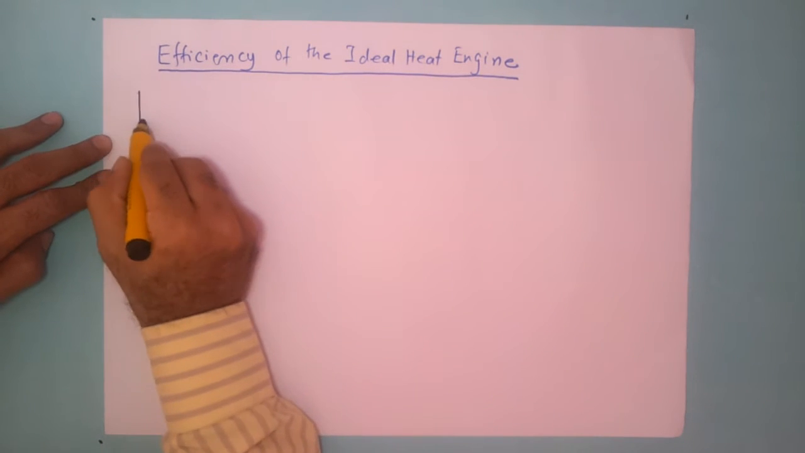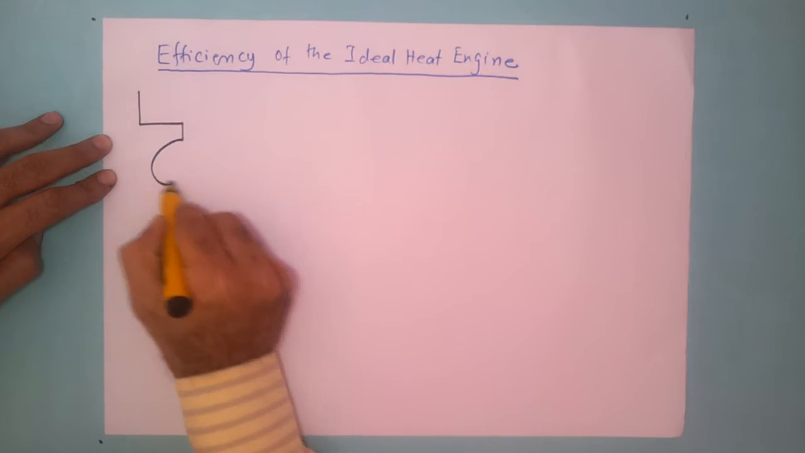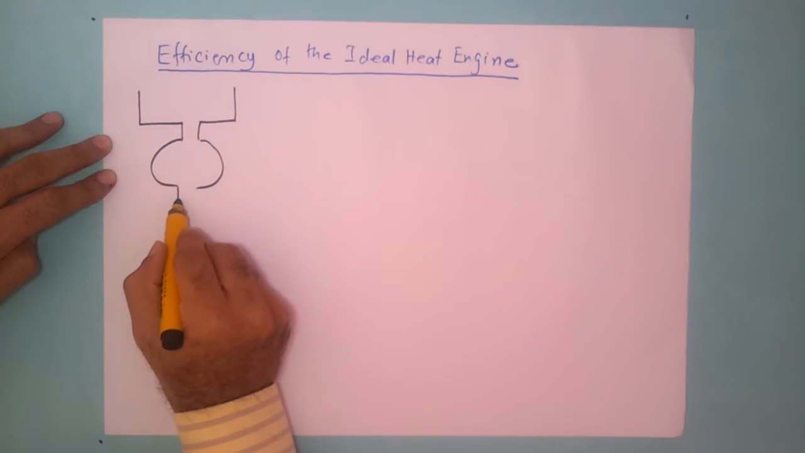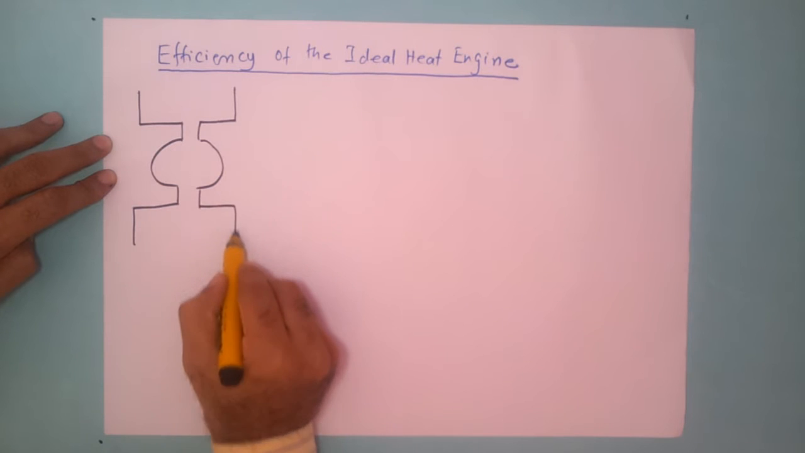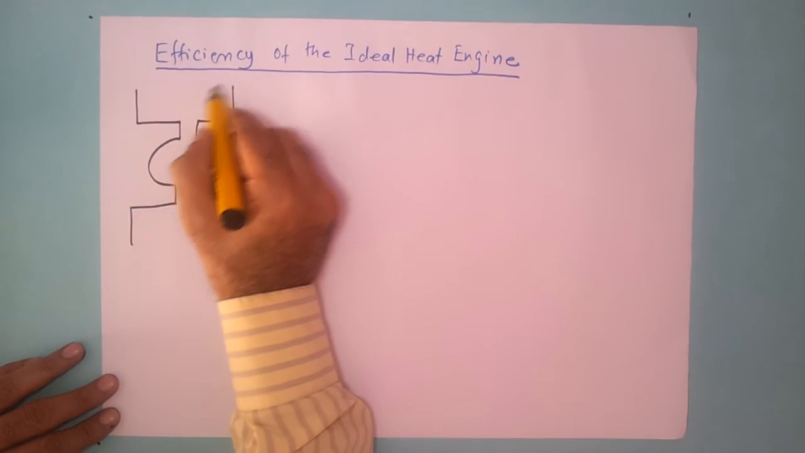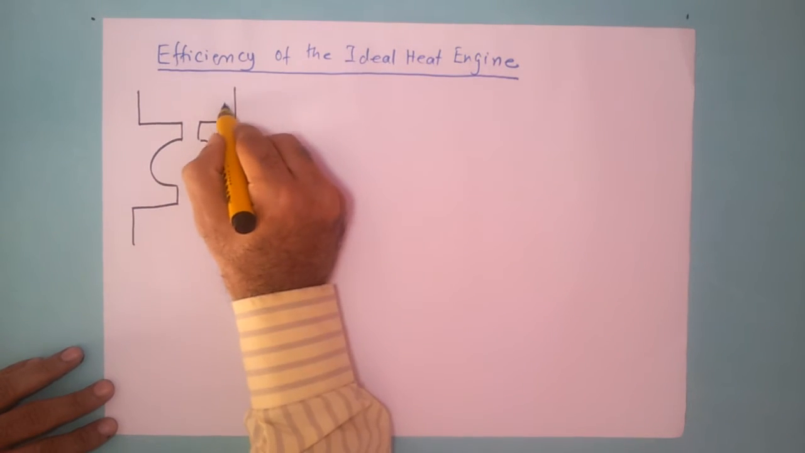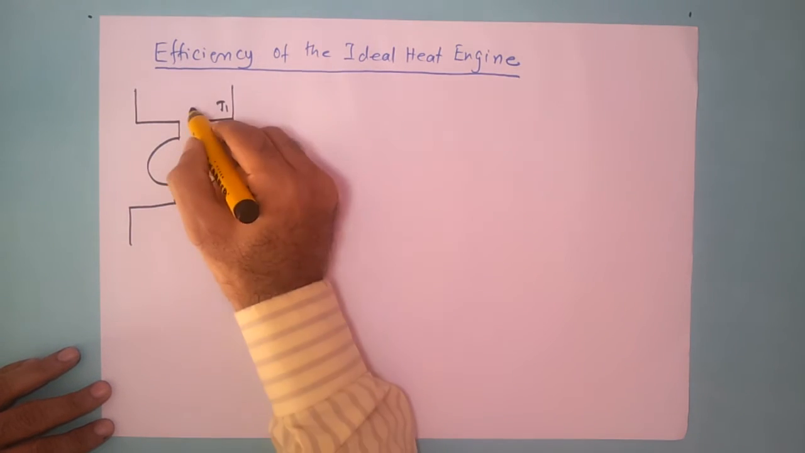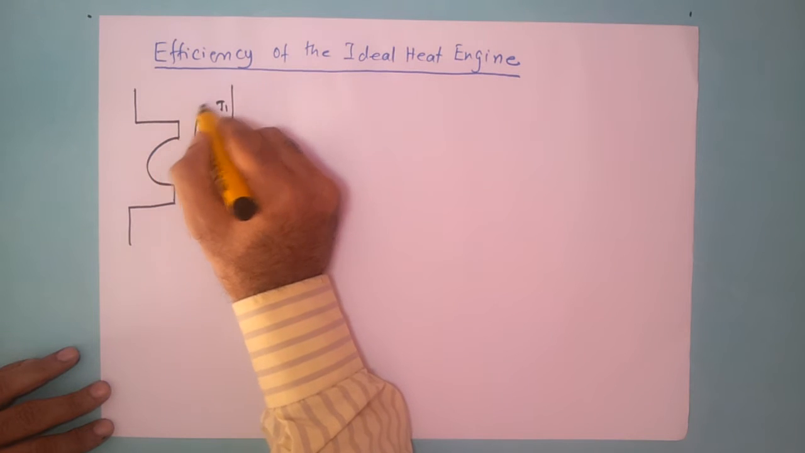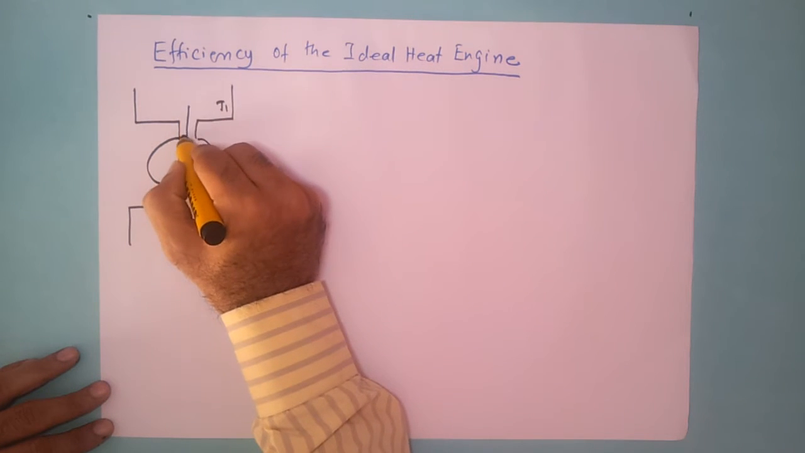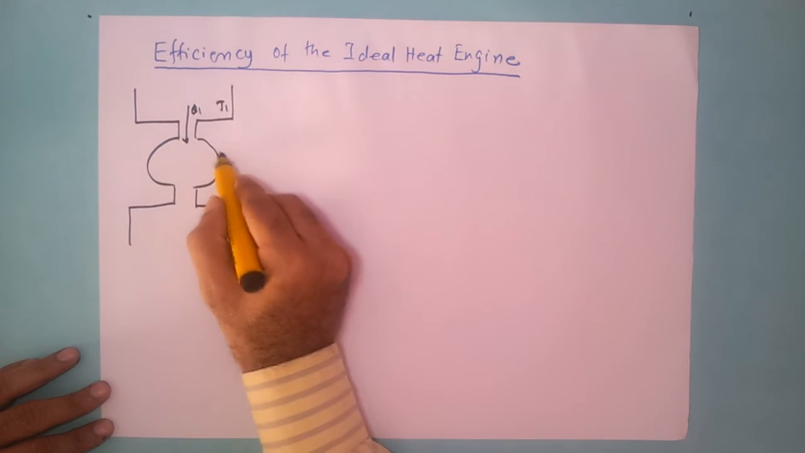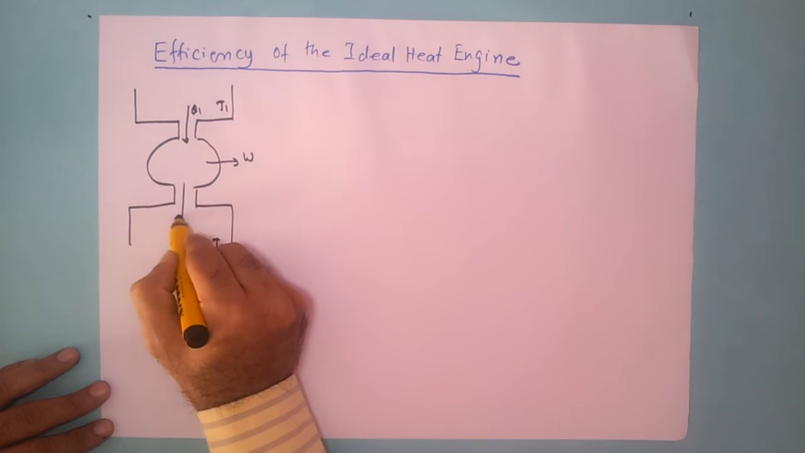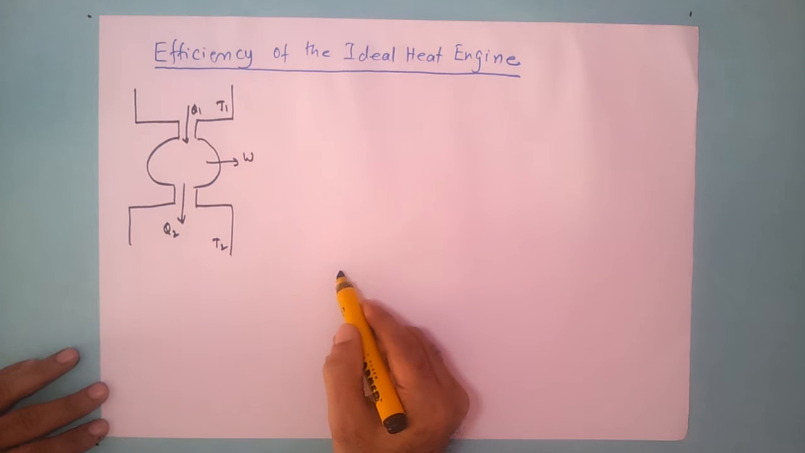So we had a diagram like this. This is the schematic diagram of an ideal heat engine. What happens in a heat engine is that we have the source at a higher temperature T1 and we have the sink at a lower temperature T2. From the source, which is at higher temperature, heat Q1 is taken in, and this heat is used to do work, and some part of the heat is lost to the sink at low temperature.